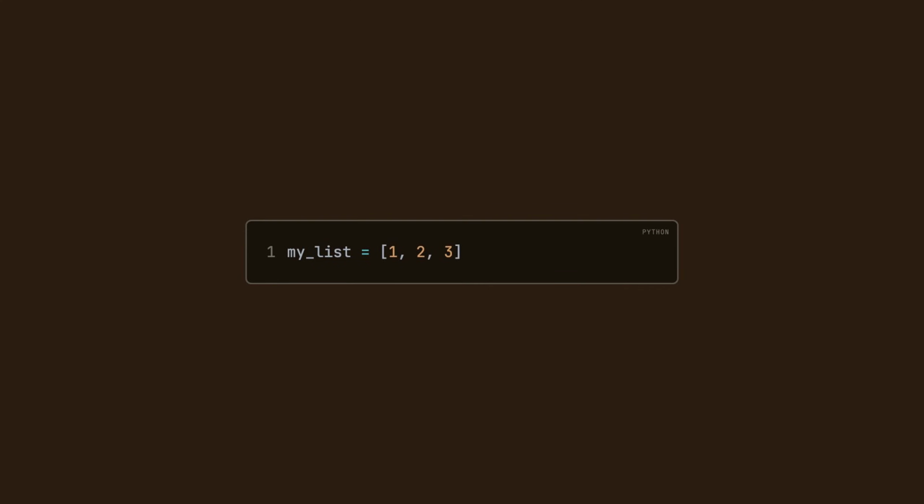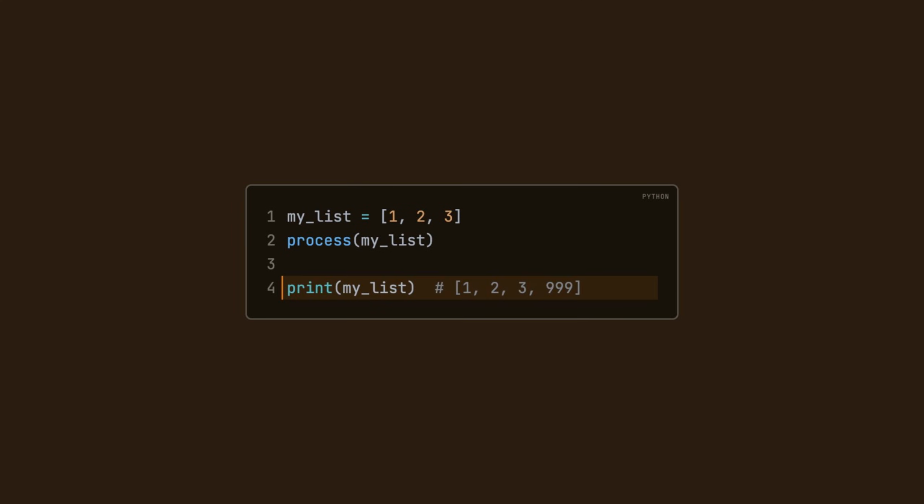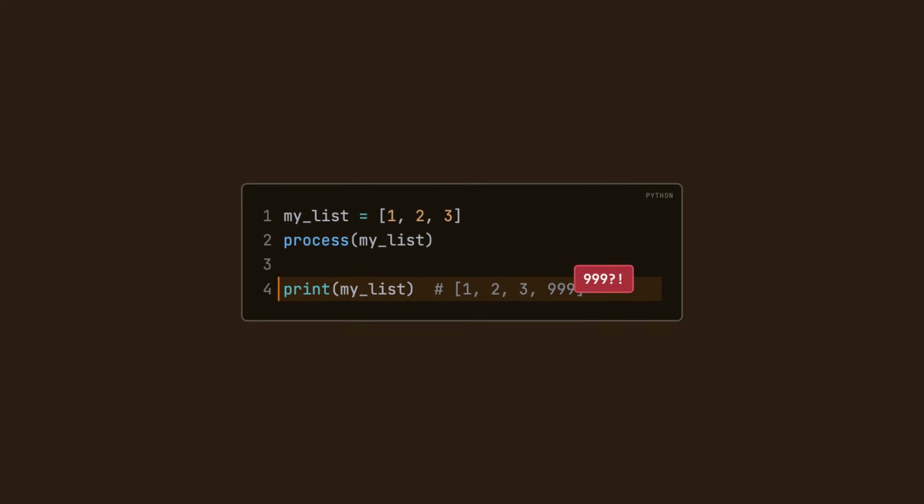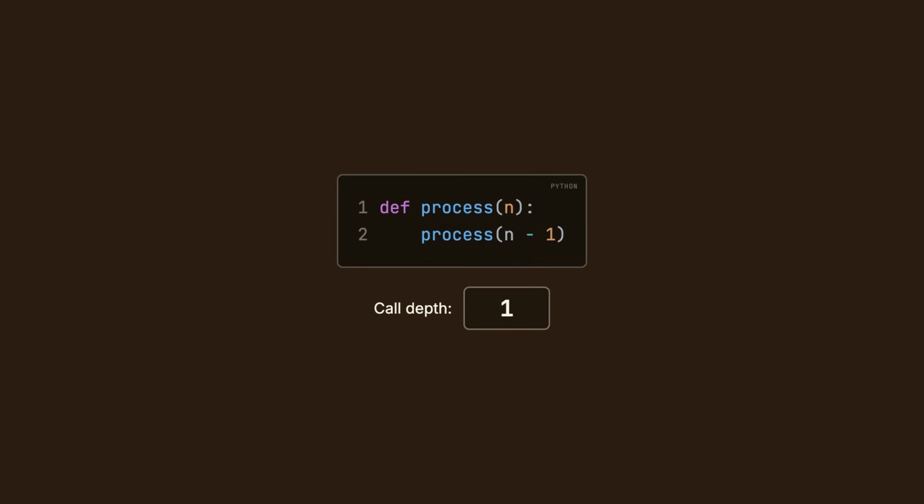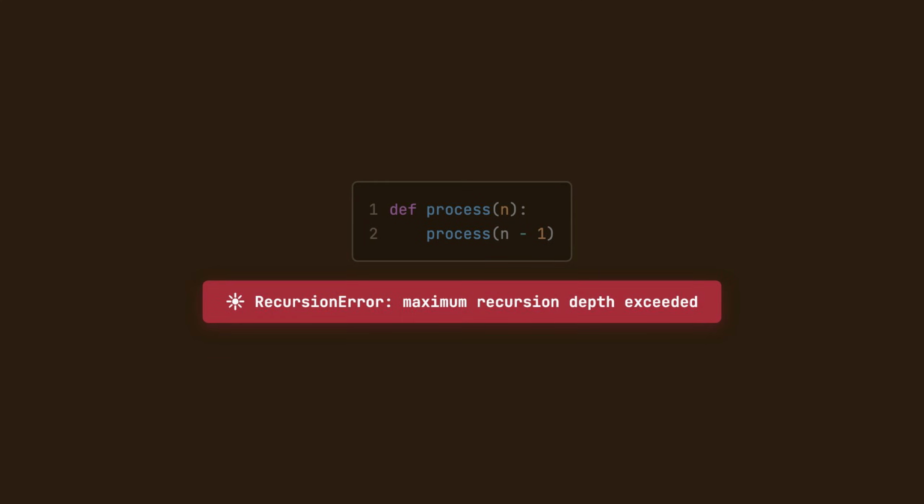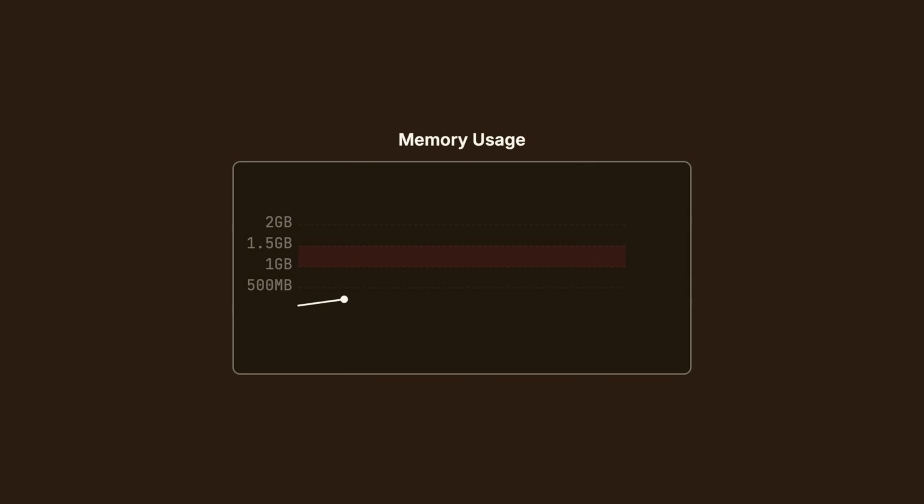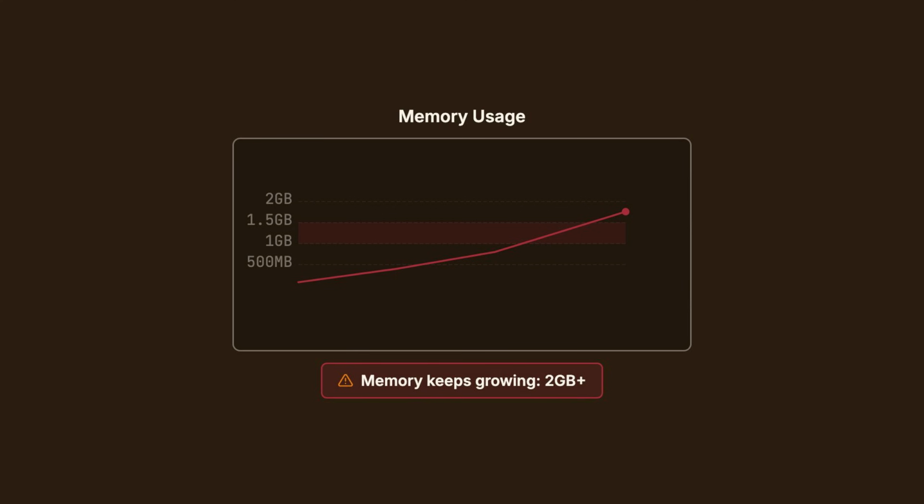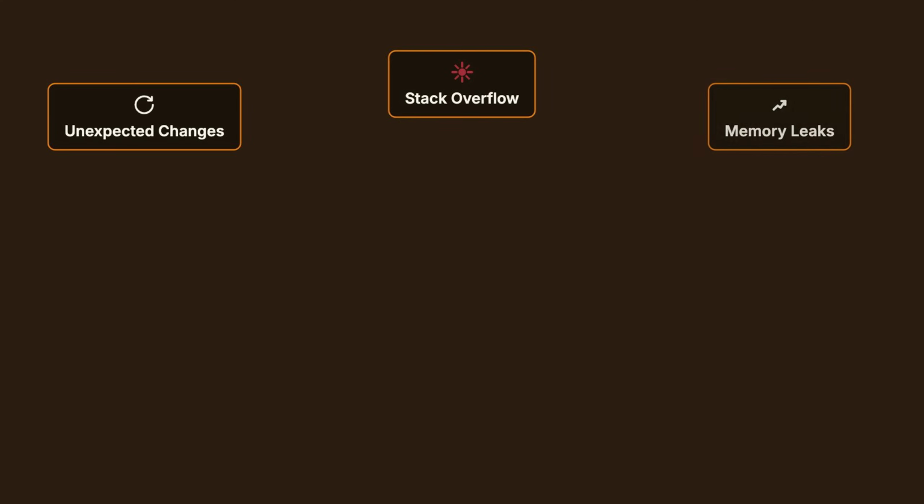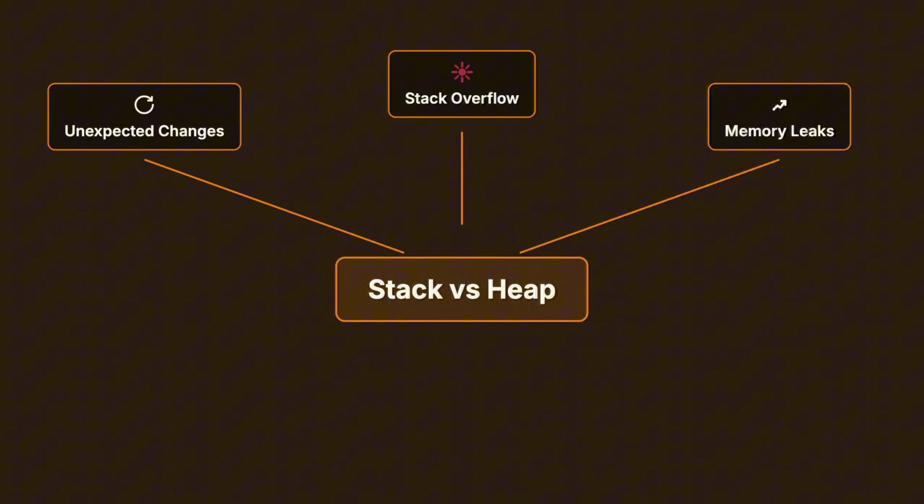You create a list, pass it to a function, and somehow it changed. You never touched it, but it changed. Or this, a recursive function that runs fine at first until it crashes, Stack Overflow. Or your app's memory keeps growing. You're using garbage collection, it should clean up, but it doesn't. These aren't random. They're all caused by the same misunderstanding: how memory actually works.